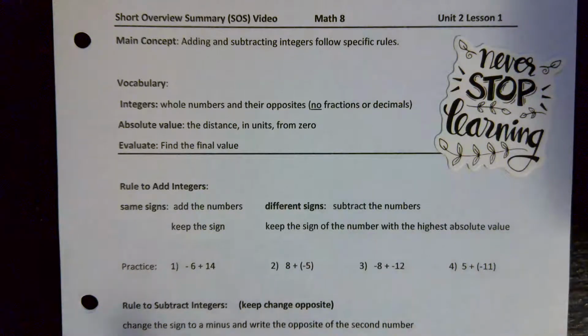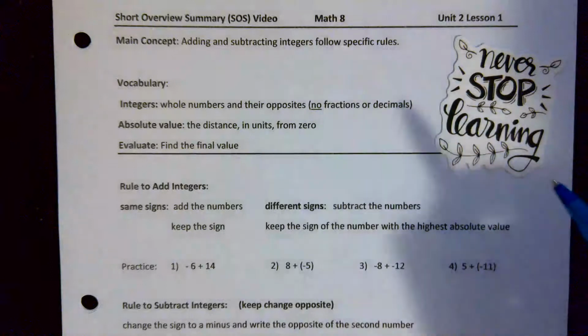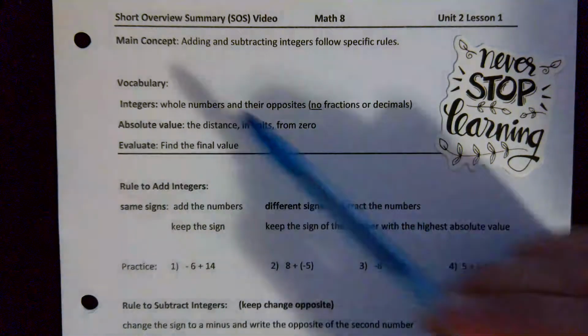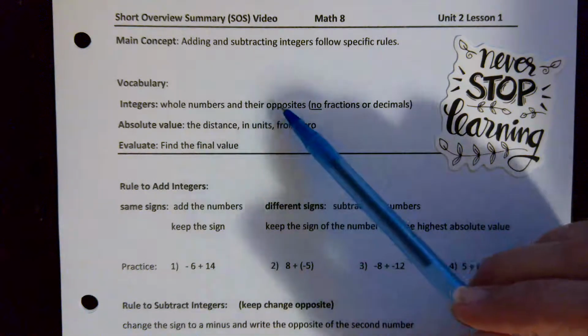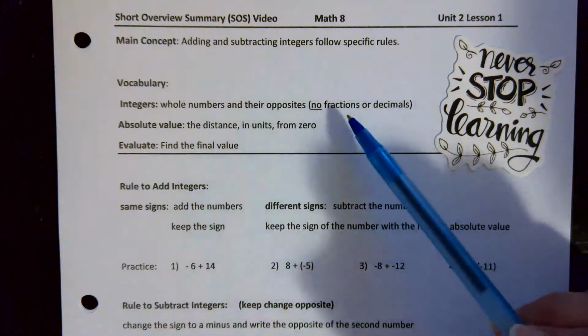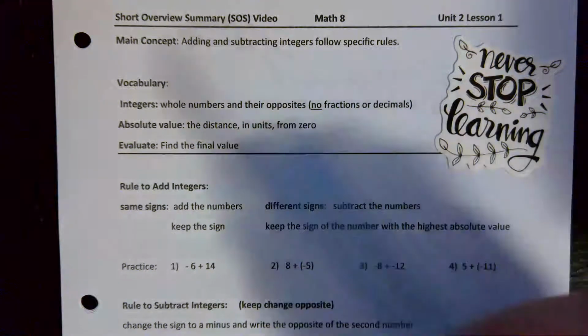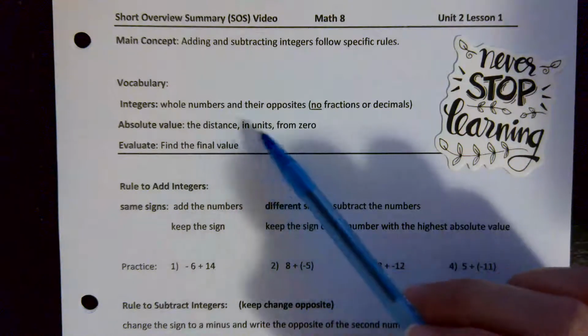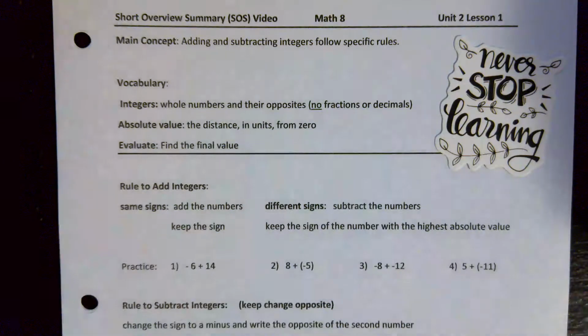Hi, this SOS video is about adding and subtracting integers. And when we do that, we follow specific rules. So our vocabulary is that integers are whole numbers and their opposites, which means we're not looking for any fractions or decimals. Absolute value means the distance in units from zero. So -7 is 7 units from zero. 5 is 5 units from zero. And evaluate means to find the final value. What is your final number?